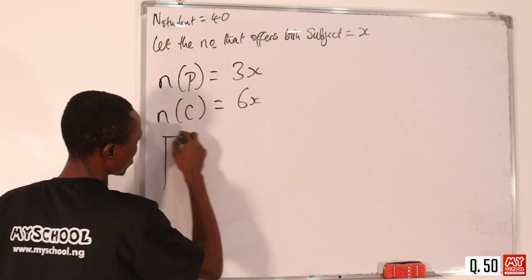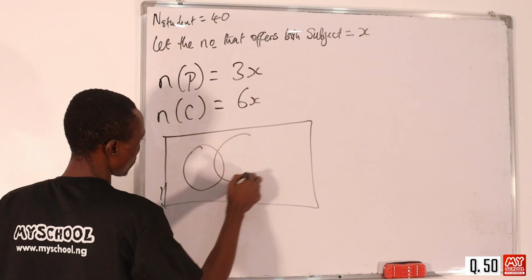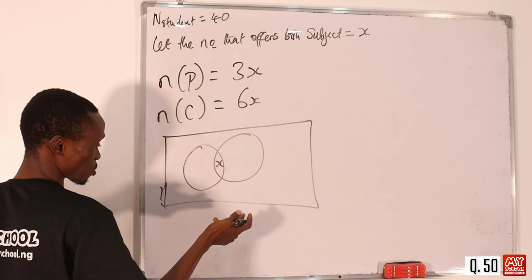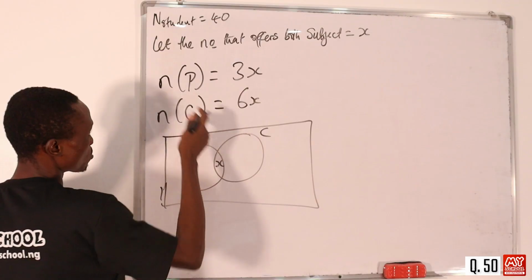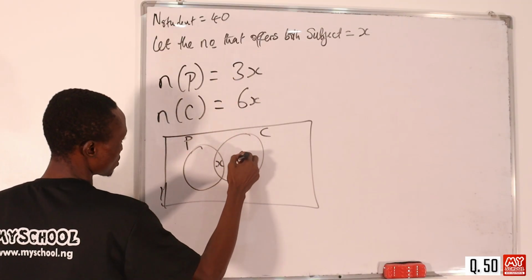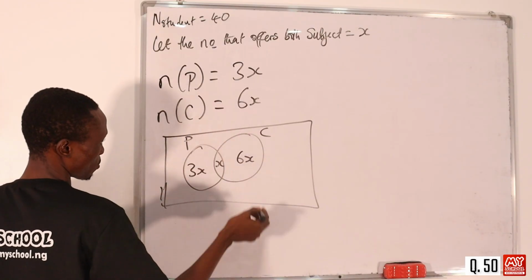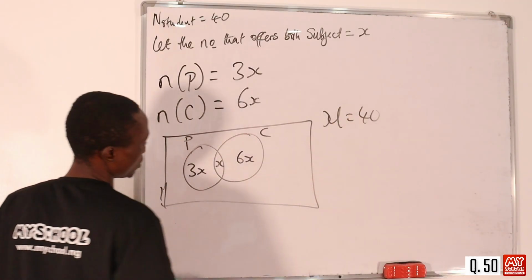So we can just construct a Venn diagram to represent this. So these are Venn diagrams. So x represents the number of students that offer both subjects. So let's call this one physics and this one chemistry. So the number of students that offer chemistry is 6x, while the number of students that offer physics is 3x. Okay, while the total number of students in the class is equal to 40, right?